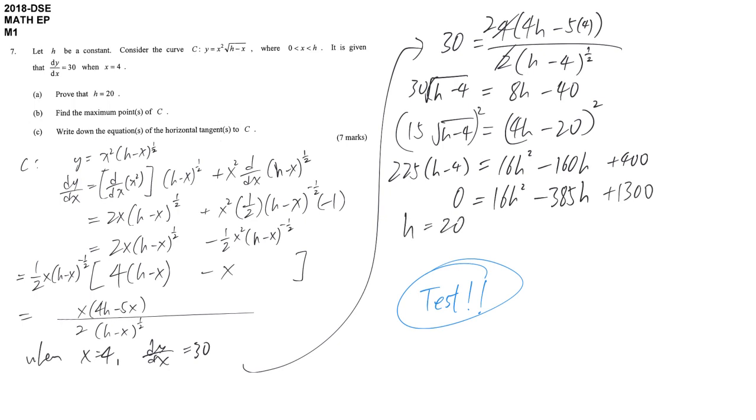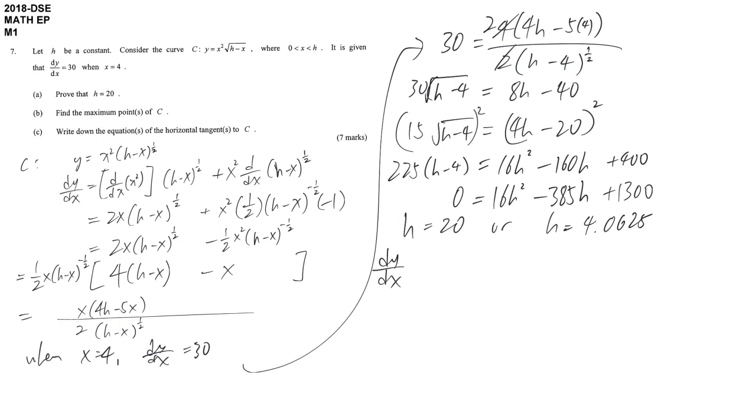So h is equal to 20, or h is equal to 4.0625. If you just look at the given condition, 20 and 4.0625 are both positive, so it seems like we don't need to reject any of them. But don't forget, just now we took square on both sides, which may create a wrong answer. So we have to substitute both of them to check if they are consistent with this calculation. We substitute in and get 30, which is consistent. In the other situation, we get negative 30, so this is rejected. Therefore, h is equal to 20 only.